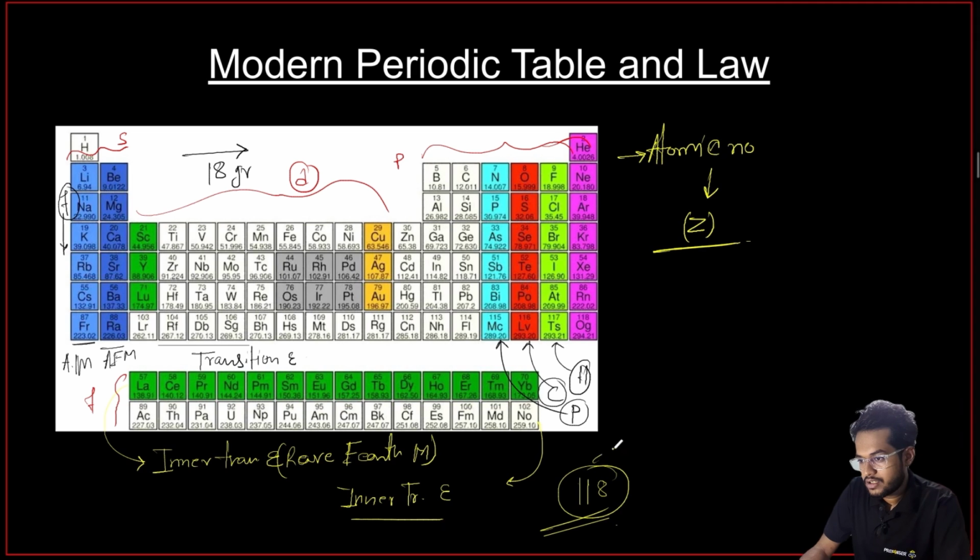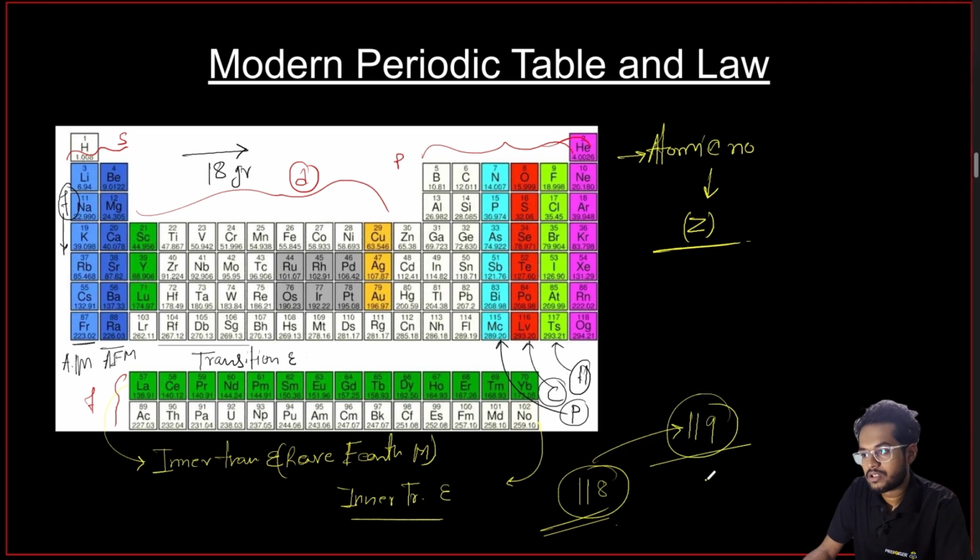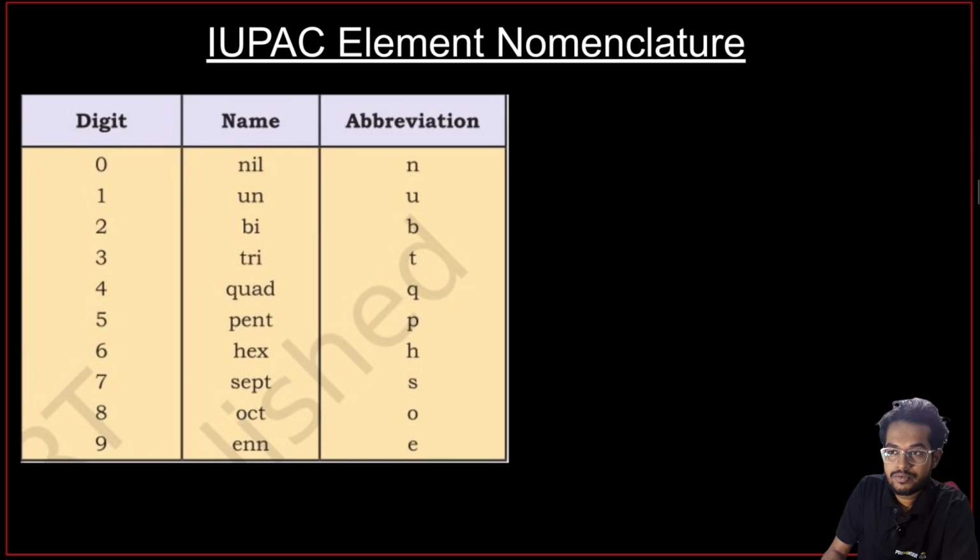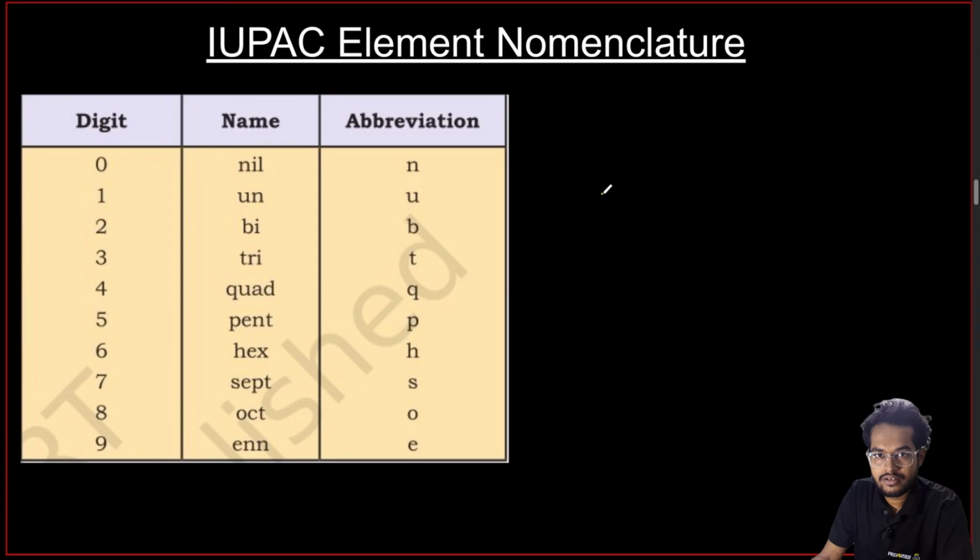Suppose after 118, after a few years, one of you discovers the element which will be placed at 119. How will you name it? For naming it, IUPAC gave us this structure. So you discovered 119.